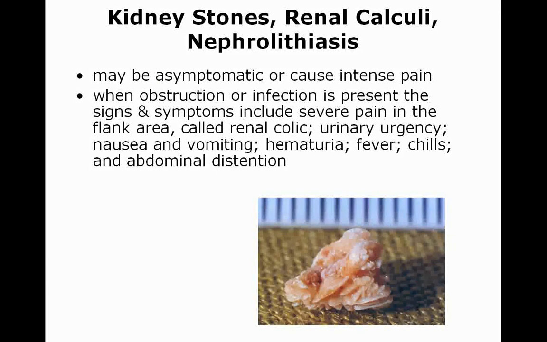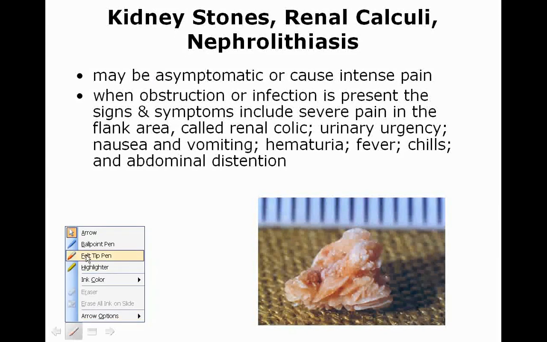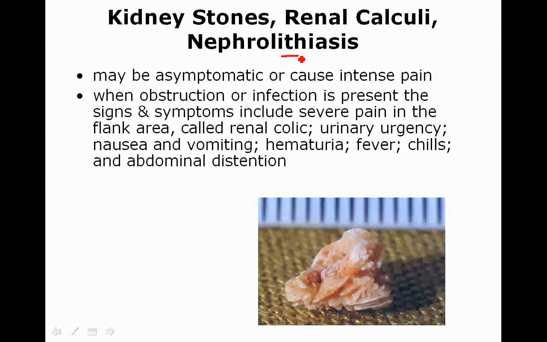The medical term for stone is calculus. The word part for stone is lith. So if you're looking at nephrolithiasis, it's an abnormal condition of stones in the kidney, also referred to as kidney stones or renal calculi. Now, we say they may be asymptomatic. If they're asymptomatic, it's because they're really small and they haven't caused any type of obstruction at the time.